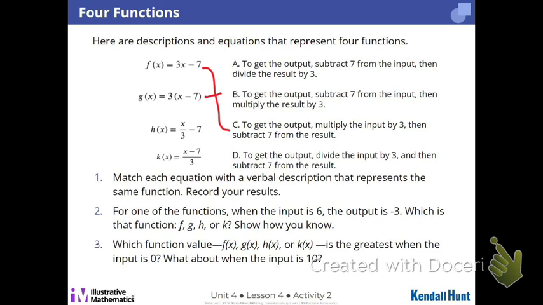Cool. H of x. We're down to a 50-50 chance here. What do you think, Sebastian? Let's take a look. To get the output, divide by 3 first. Yeah, we have to do x divided by 3 first. If you go here, x minus 7 is grouping, right? So even if it doesn't have parentheses, that is still a grouping situation. That's why I prefer, if we're going to use something, GEMS over PEMDAS, okay? Because grouping, this is grouping.